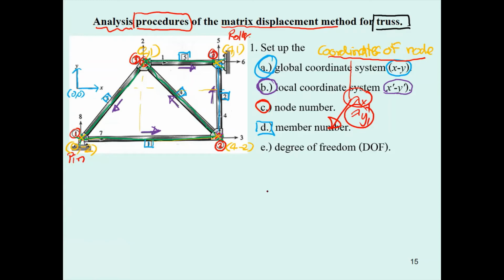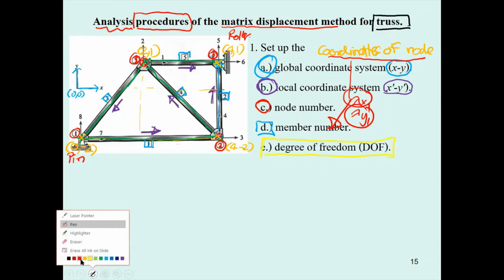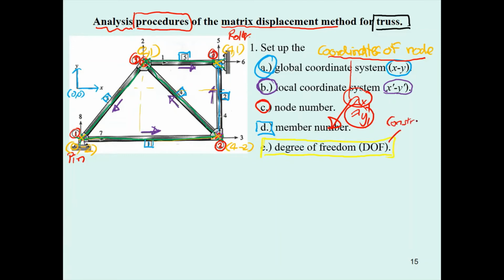And then there is one very important thing. You've got to determine the degrees of freedom. And I said the degrees of freedom separate into 2 types. One is the constrained degree of freedom, and another one is the unconstrained degree of freedom. You've got to go to the Hibbeler textbook and go through all of this.